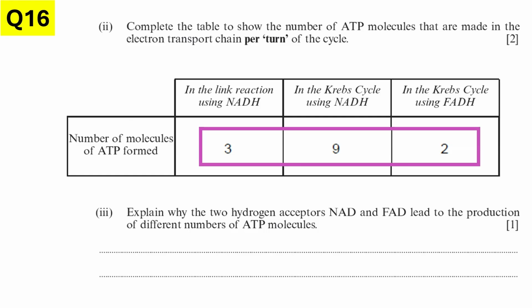3 NADH are made from a single Krebs cycle, so we know 3 ATP are made per NADH, that's 9. And because a single FADH is made in the Krebs cycle, that activates 2 proton pumps in the inner mitochondrial membrane at the electron transport chain, so each FADH will make 2 ATP. And then the question at the bottom is saying, explain why the 2 hydrogen acceptors, NAD and FAD, lead to the production of different numbers of ATP.